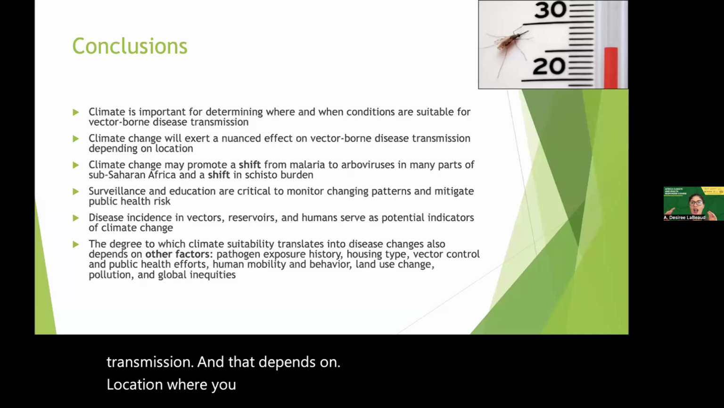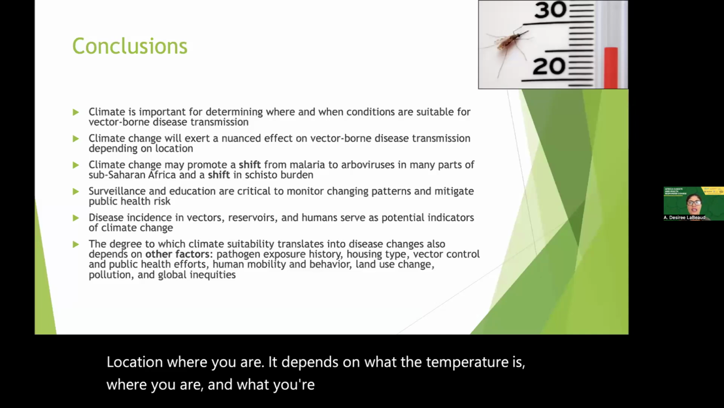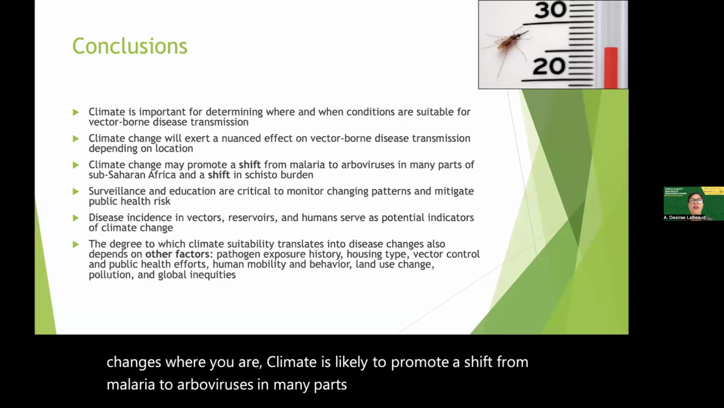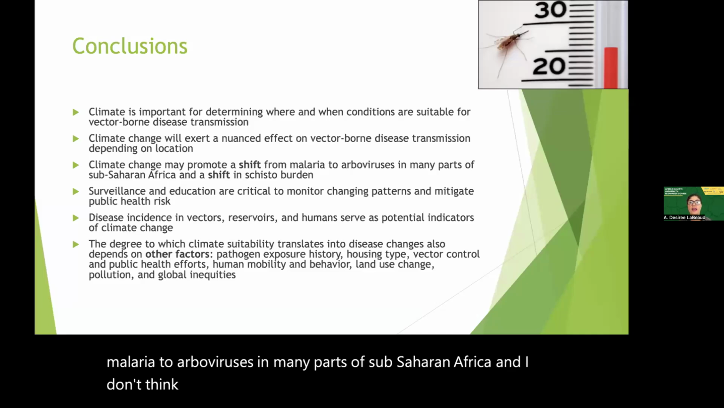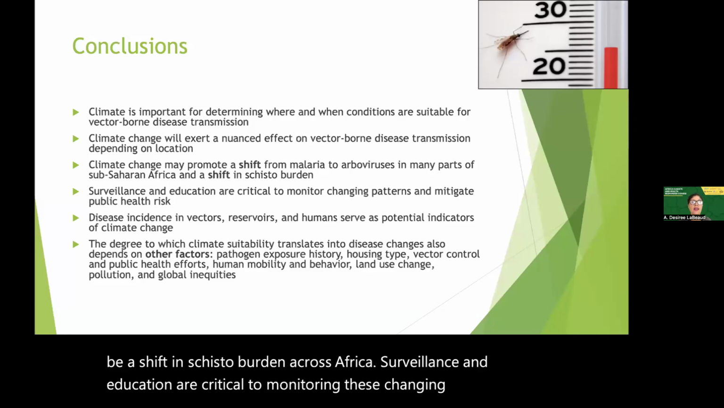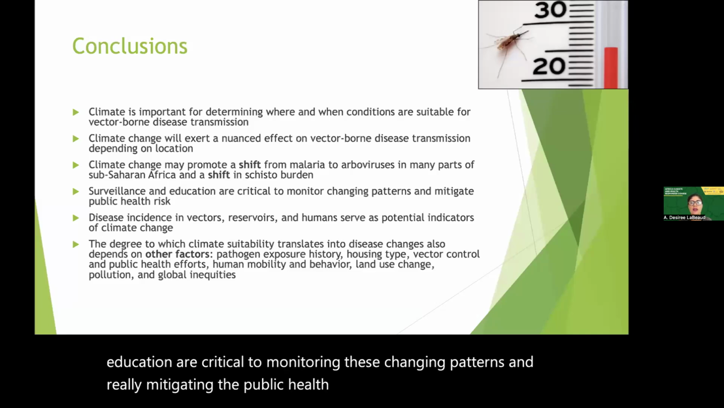It depends on what the temperature is where you are and what you're doing with your land use changes where you are. Climate is likely to promote a shift from malaria to arboviruses in many parts of sub-Saharan Africa, and I don't think we're well prepared for that. I also think there's going to be a shift in schisto burden across Africa. Surveillance and education are critical to monitoring these changing patterns and really mitigating the public health risk associated with them.